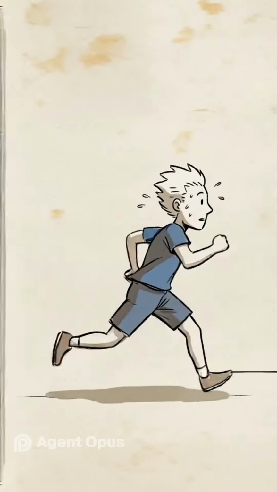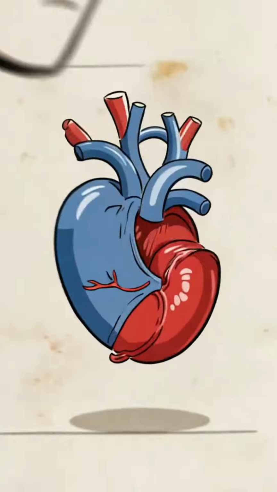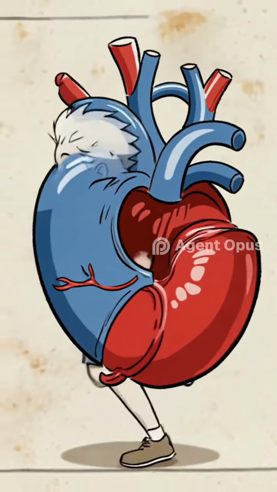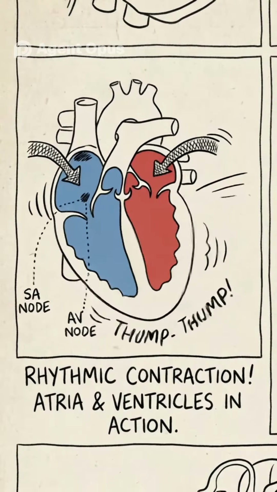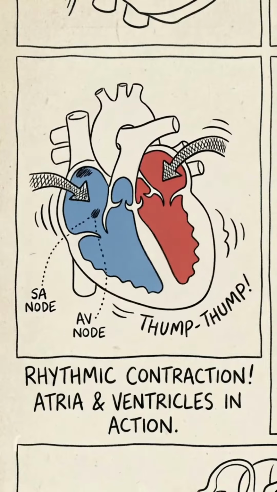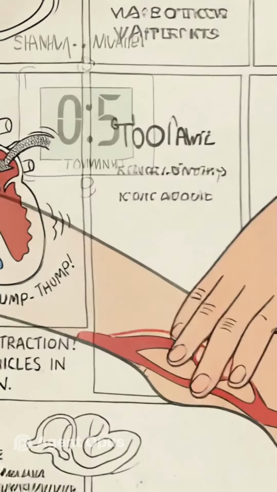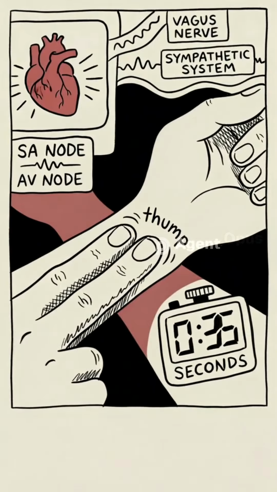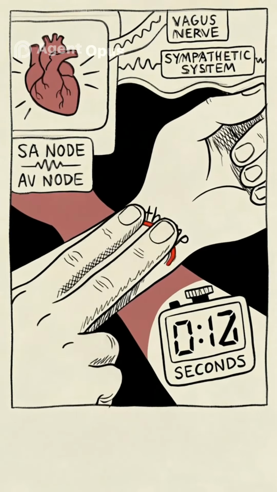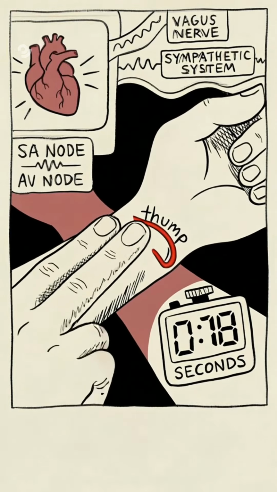Now, let's look at heart rate more closely. Heart rate is commonly measured by taking a pulse where an artery lies close to the skin. You can count the beats for 15 seconds and multiply by 4 to estimate beats per minute. When the resting heart rate stays above 100 beats per minute, it's called tachycardia. This can be caused by stress, anxiety, stimulants, fever, or heart disease.